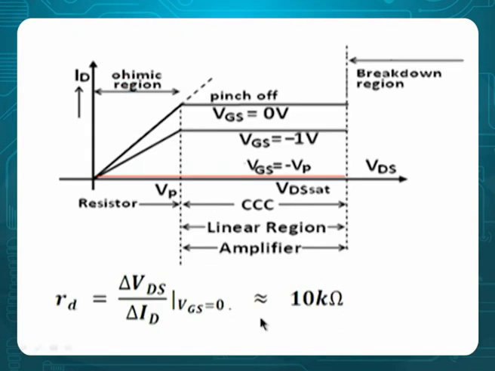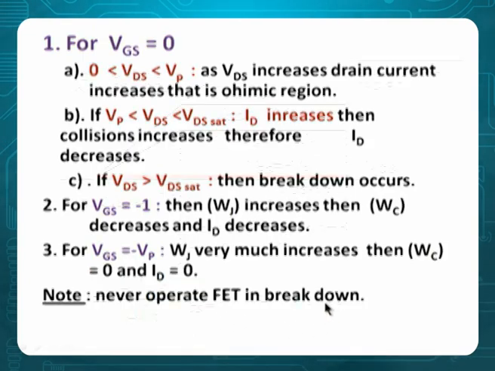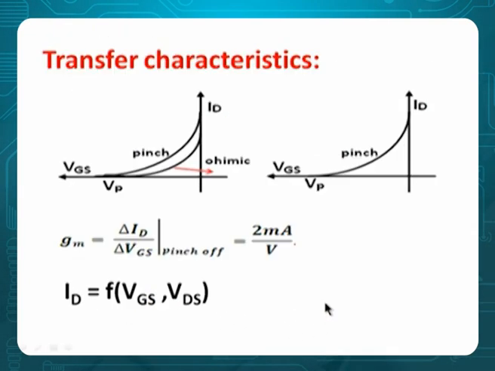This is all about output characteristics. VGS 0, VGS minus 1, VGS minus VP. Between 0 to VP, VP to VDS sat, above VDS sat. This is all about it, and from there if you calculate drain resistance, you get 10 kilo. So 10 kilo ohms is the resistance we get. Okay. Then let us talk about transfer characteristics.